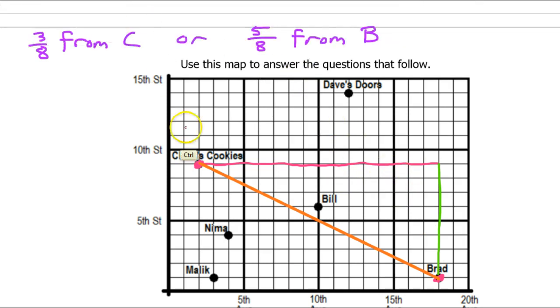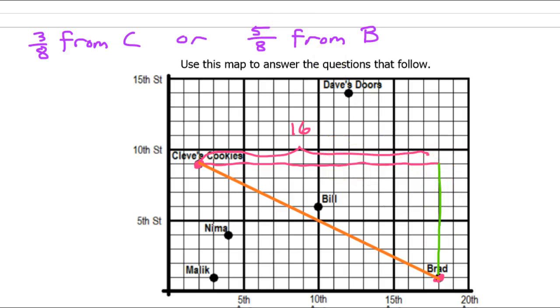So let's start by asking ourselves, what is this horizontal distance? And then I can either do 3/8 of that, or I can do 5/8 if I want to go from Brad. But either way, I need to know the total distance. So what is this total distance? Let's see. In the middle, I know I have 10. And then I see an extra 3, so that's 13. And another 3, so that's 16. So we have a horizontal distance of 16.